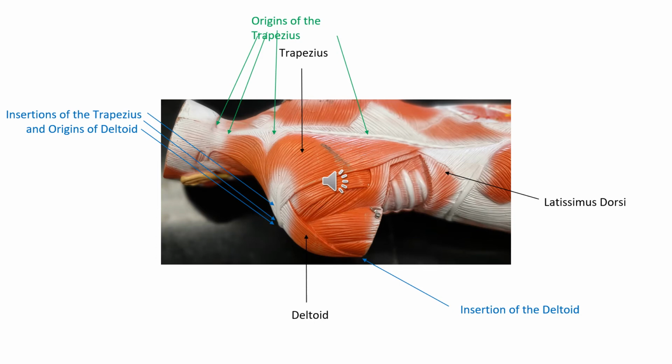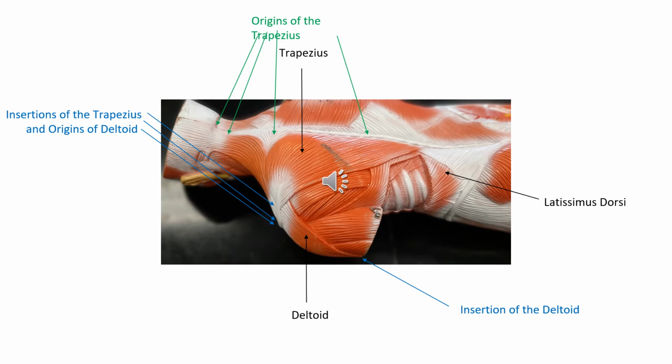This is the deltoid muscle. It has 3 origins, one on the lateral end of the clavicle, one on the acromion, and one on the spine of the scapula. Its insertion is at the deltoid tuberosity of the humerus. Its main actions are to flex and medially rotate the arm, abduct the arm, and extend and laterally rotate the arm.